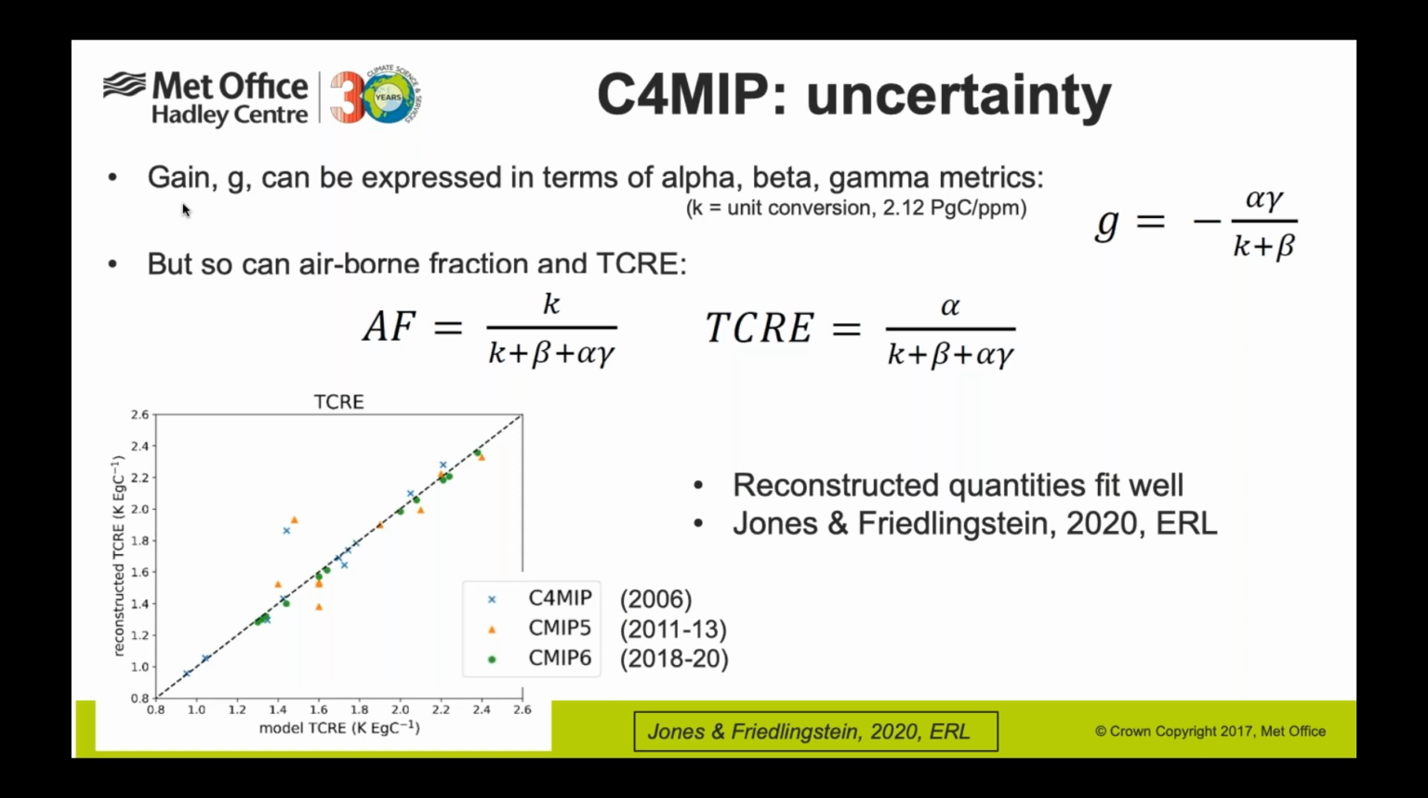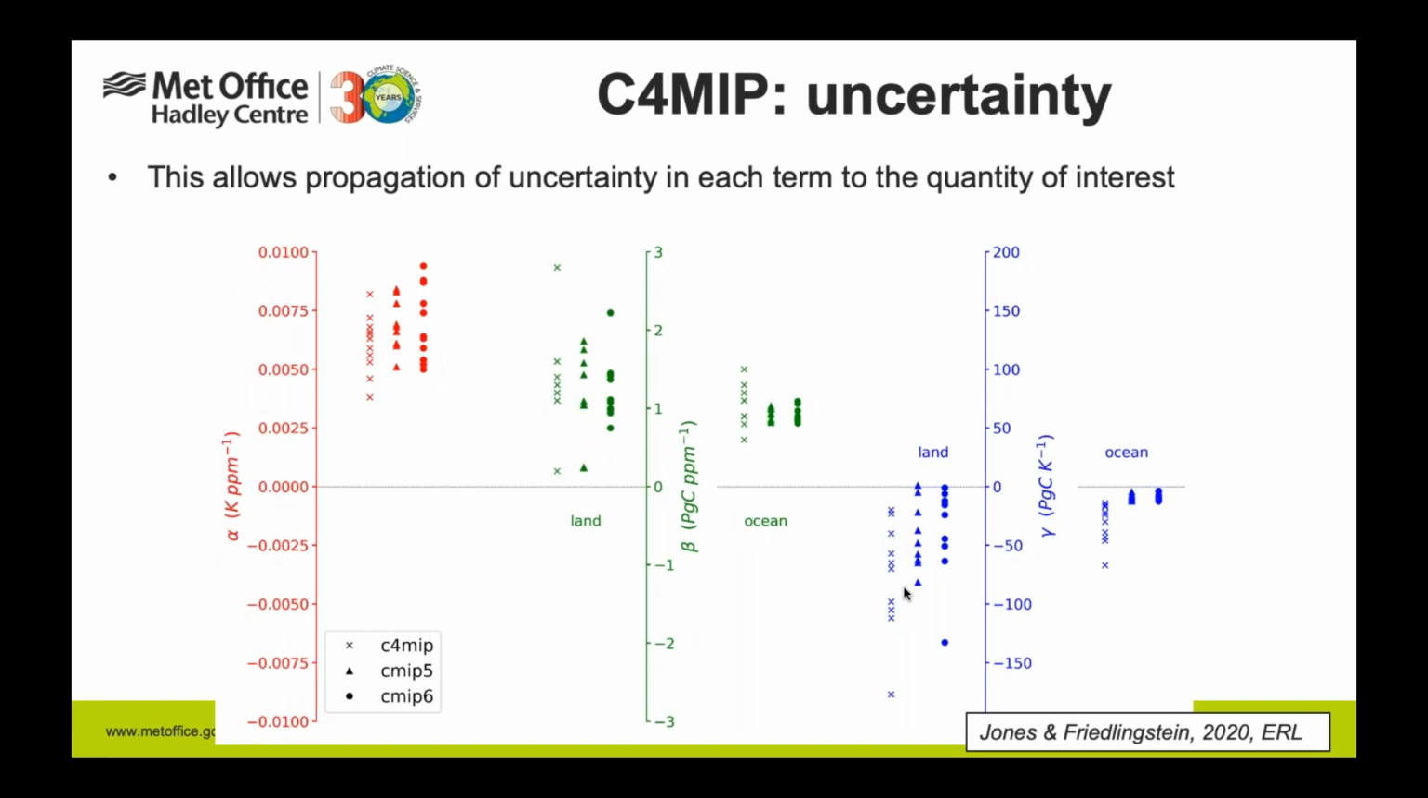If you construct TCRE from those feedback terms, you can see this line here. It's an extremely good fit, so these equations really do hold quite well, and you can go back across 3 generations now of these multi-model ensembles, and all of the models, even though they ran different scenarios. The original C4MIP was not a 1% run. We can still calculate and reconstruct the TCRE values really quite reliably. So that allows us to propagate the uncertainty in each of the feedback components through to terms like airborne fraction and TCRE that we care about.